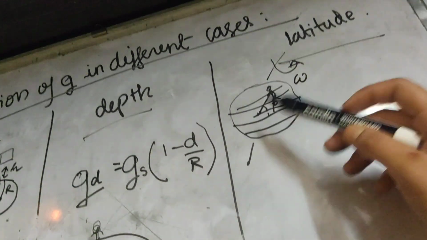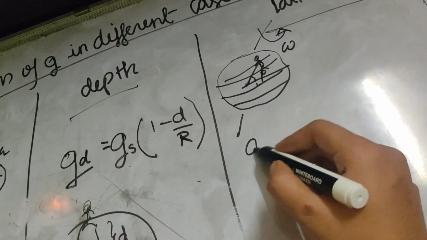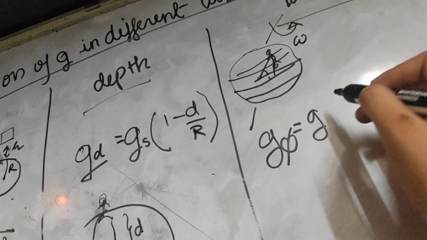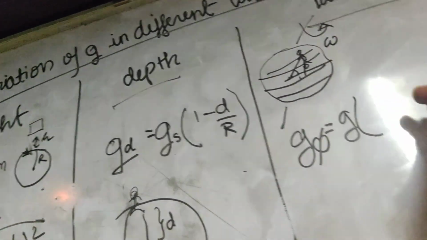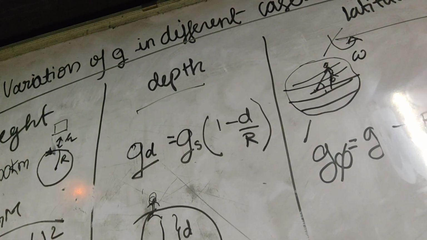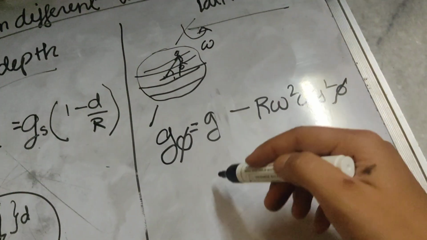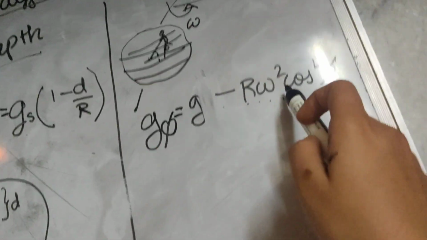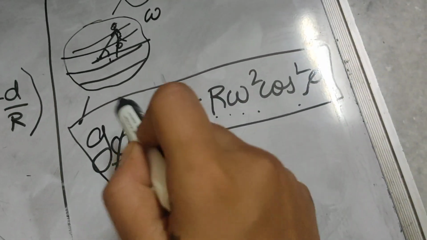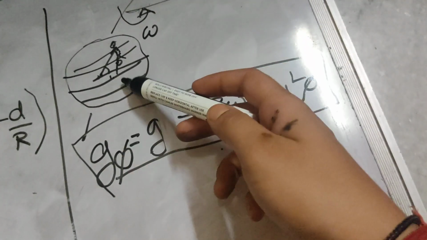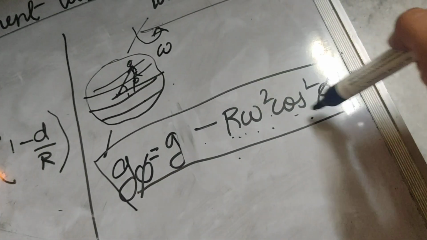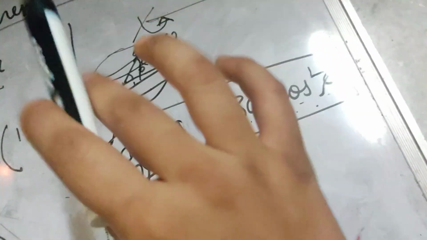Then at this particular latitude, what is the gravity you are feeling? For that you have gravity at this particular angle: g phi is equal to g minus R omega square cos square phi. This is your formula. R is the radius of the earth, omega is the angular velocity of the earth, phi is the angle, and you are taking cosine of it. Okay, so this is the formula.